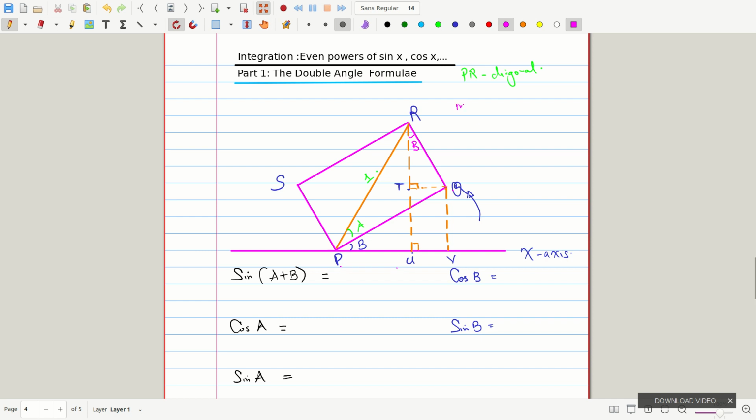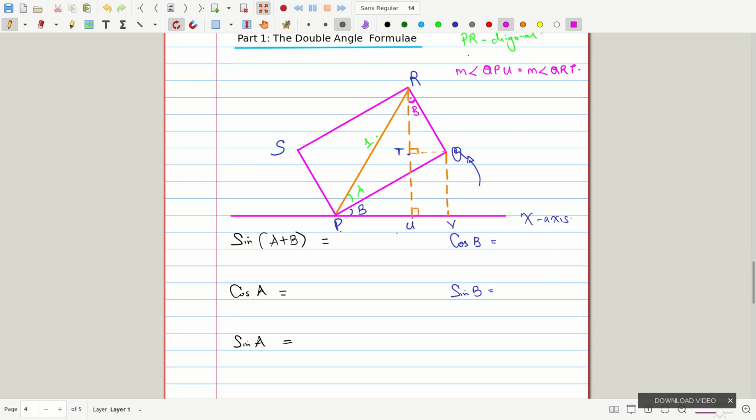The measure of angle QPU is the same as the measure of the angle R. If I say R, it's wrong because it has this angle and this angle, so I'll be specific and call it QRT. They have the same measure. This is B.